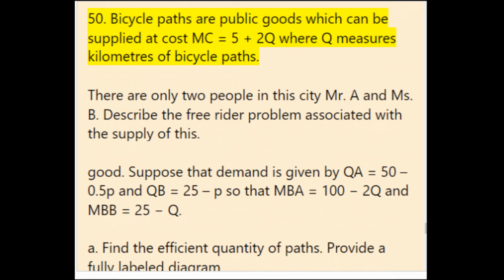50. Bicycle paths are public goods which can be supplied at cost MC equals 5 plus 2Q, where Q measures kilometers of bicycle paths. There are only two people in the city, Mr. A and Ms. B. Describe the free rider problem associated with the supply of this good.